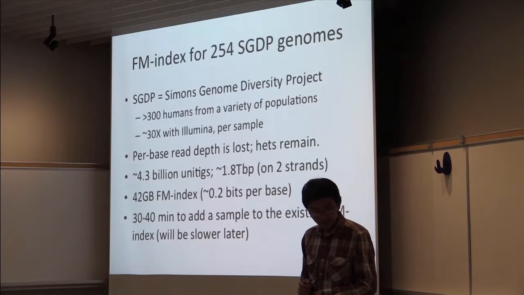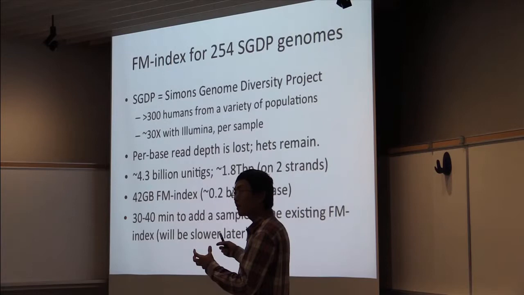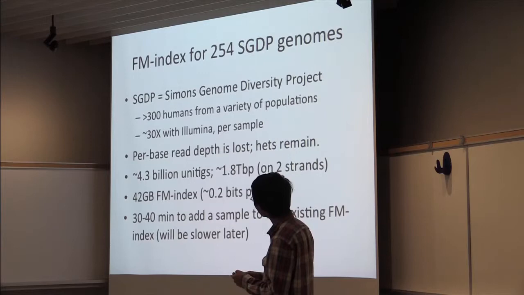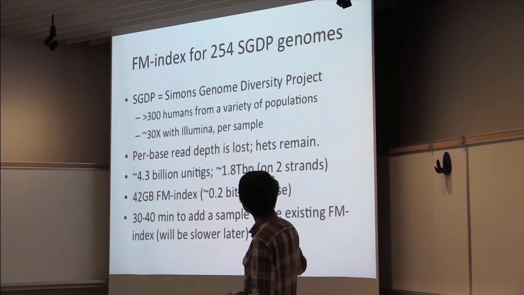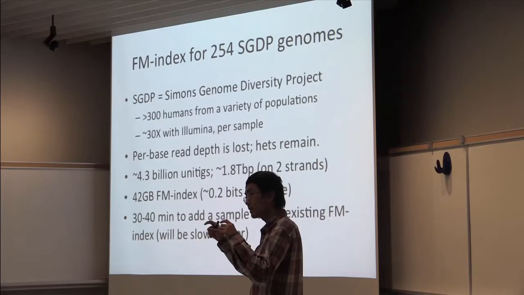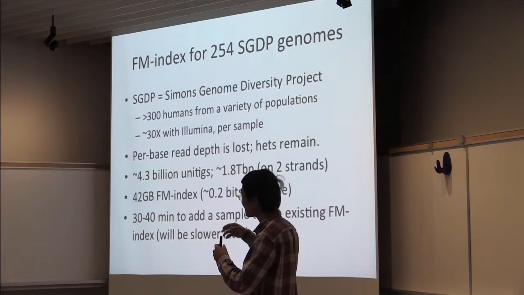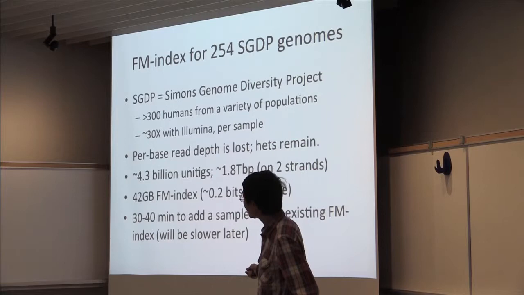Here is another experiment, on SGDP, the Simons Genome Diversity Project. This is 300 humans from around the world from a variety of populations, all at about 34x coverage. I assembled them with my tools and kept all the heterozygous sites in these samples. In total, there are about 4 billion unique k-mers, which is very short contigs. There are about 2 terabytes of data on both strands; one strand is 1 terabyte. The final index is this one, 42 gig of FM index.